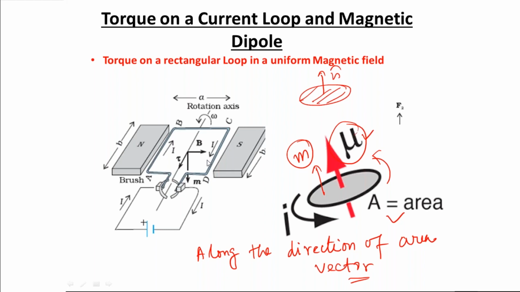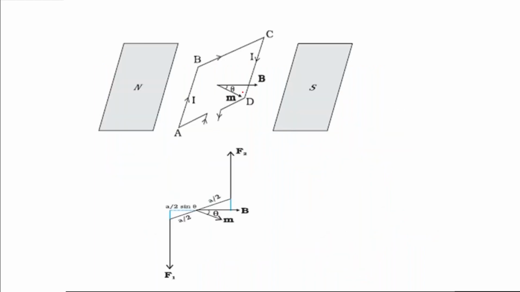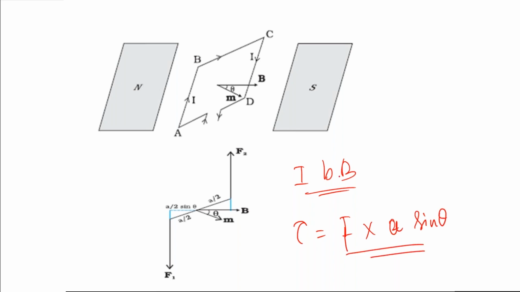And see, here we have taken the magnetic field direction and the plane of the loop. But we'll see what happens when the magnetic field and the plane of the loop make a certain angle theta. In that case, the force will not be exactly IBB, it will be something else. But the torque will be force into the perpendicular distance, which will be A sin theta. So F is this one, IBB, and if you put it here, you will get I into A into B, B sin theta.